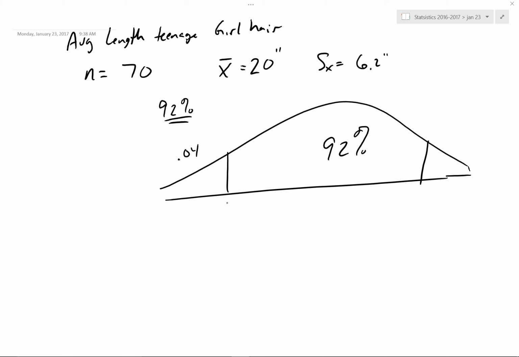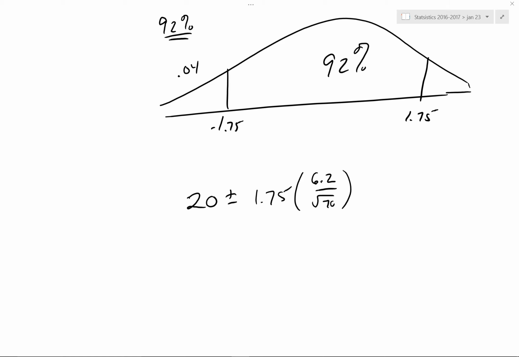So what is that? Inverse normal, what's my z-score? 1.75. So 1.75 plus and minus. That's correct. I'll buy that. So x bar plus or minus 1.75 times 6.2 over the square root of 70. Just one question. What does that mean when it said 1.75? What that really means is plus or minus 1.75 deviations. You see that? This is a deviation. This is 1.75 of.